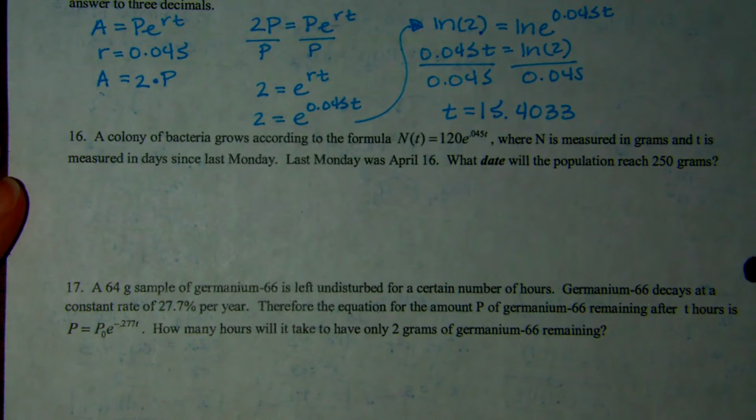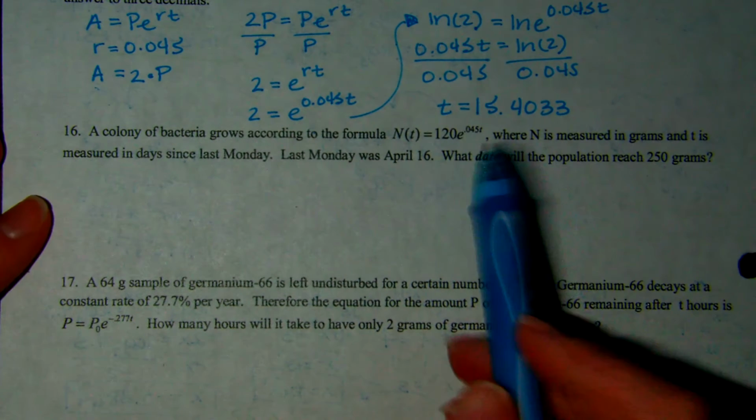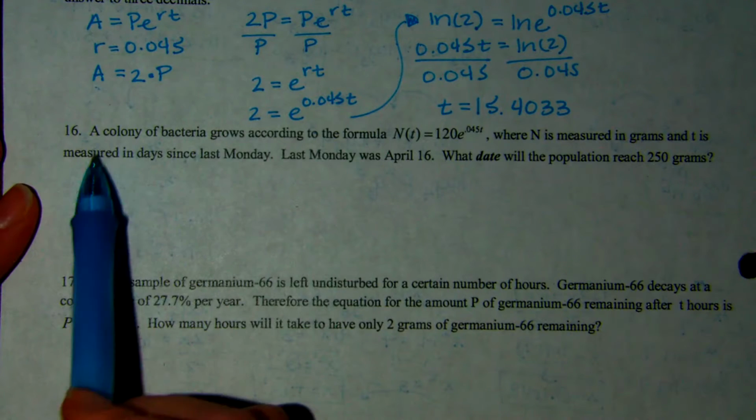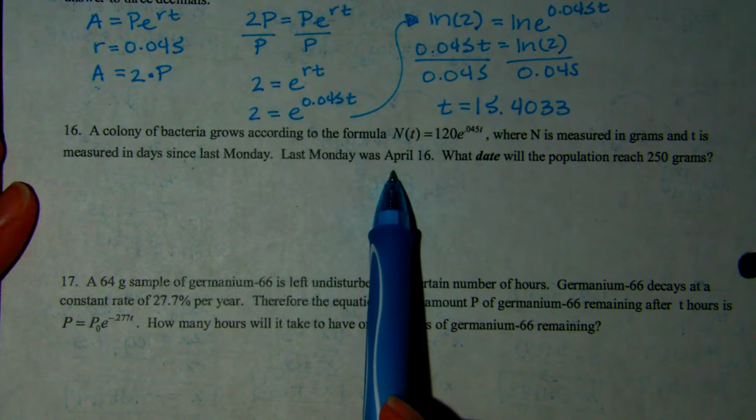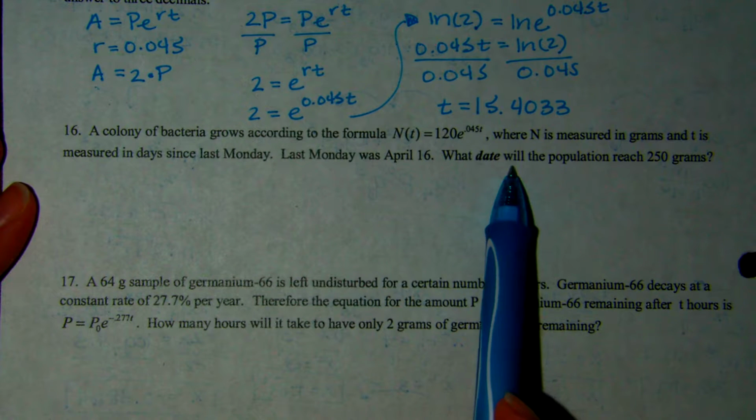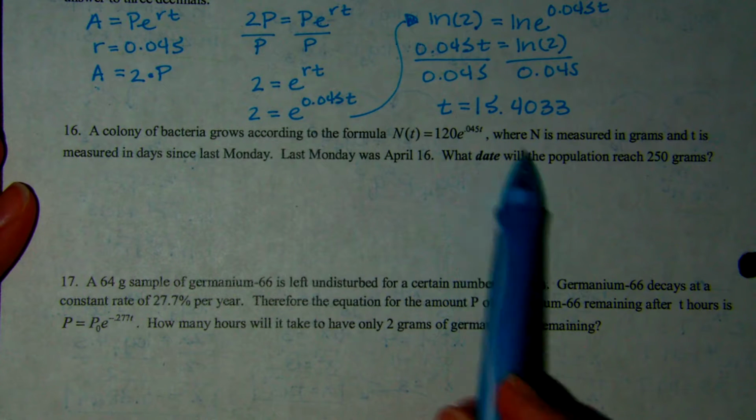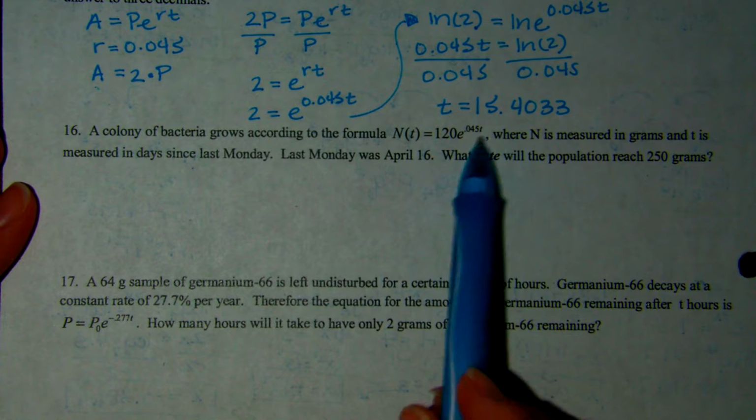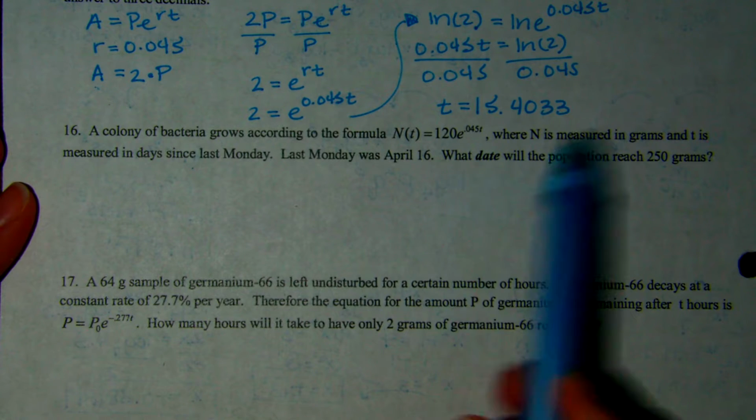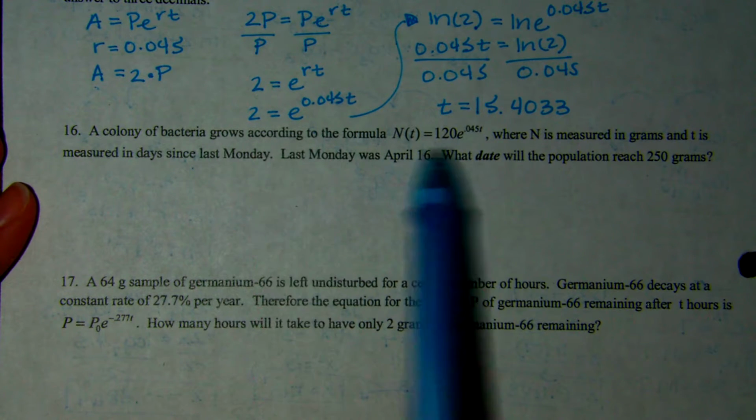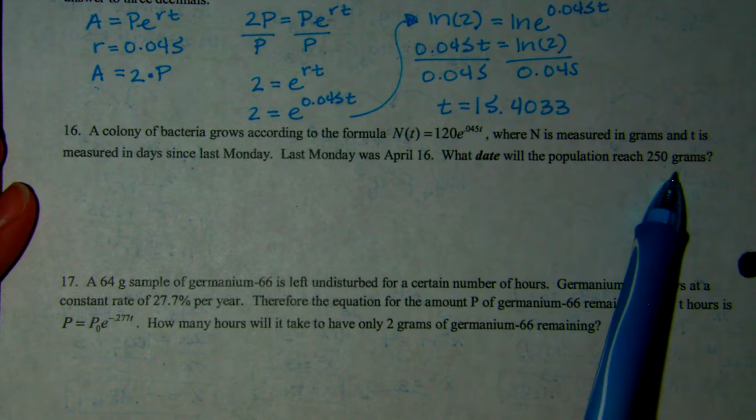All right, number 16 is talking about bacteria. A colony of bacteria grows according to the formula N of t equals 120 e to the 0.045t, where N is measured in grams and t is measured in days since last Monday. Last Monday was April 16th. What date will the population reach 250 grams? So I'm looking for time, and I need to remember that they want me to give them a date, not just a numeric value like 5 days or 7 days. They want a date. But I'm looking for time.